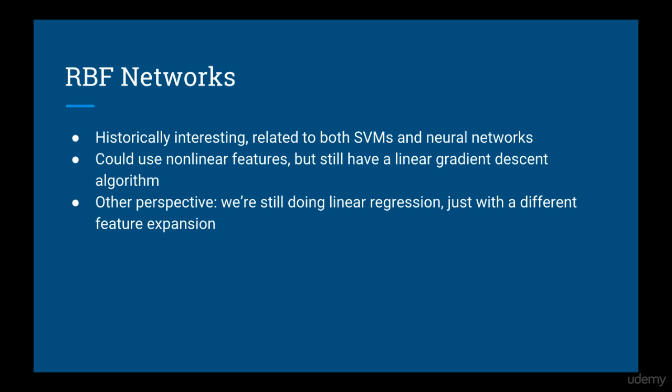After that, I introduced you to RBF networks. RBF networks are historically interesting because they are related to both support vector machines and neural networks. In particular, they allowed us to use a neural network with nonlinear features, but to still keep using a linear gradient descent algorithm. We saw that the other perspective of this model is that the RBFs are doing a feature expansion, and all we're doing is applying linear regression on top of that.